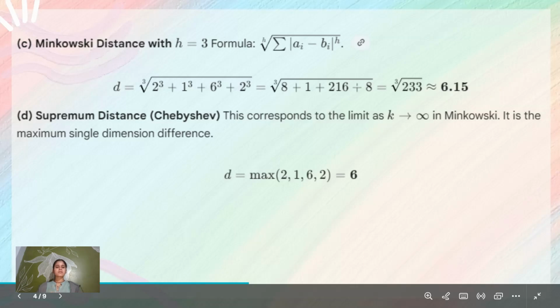In Minkowski distance, h equals 3, and the formula is given on the screen. We put the values in the formula and we get the Minkowski distance with h equals 3 as 6.15. For D, supremum distance, this corresponds to the limit as k tends to infinity in Minkowski. It is the maximum single dimension difference, which is the maximum of 2, 1, 6, 2, that is 6. So the supremum distance is 6.